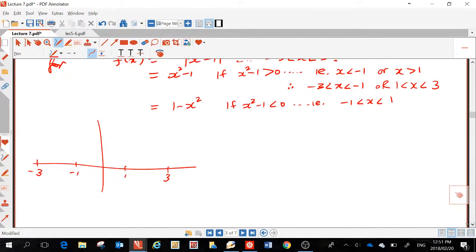So the first parabola is x squared minus 1. So you have a parabola like this. Okay, and then you have another parabola, 1 minus x squared. So you have a parabola like that.